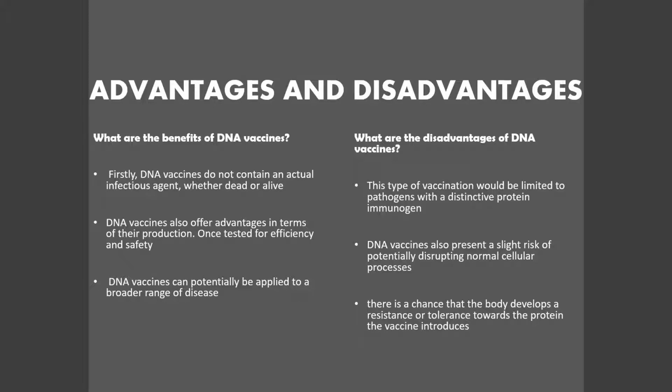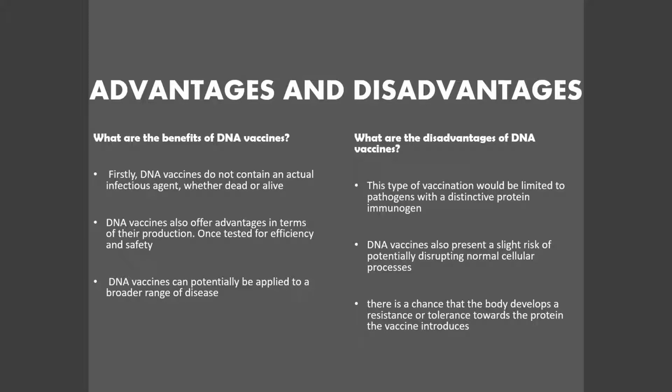At present, there are still some obstacles limiting the potential use of DNA vaccines. This includes the fact that this type of vaccination would be limited to pathogens with distinct protein immunogens. Some pathogens possess non-protein immunogens, bacteria with sugar coats for example. DNA vaccines also present a slight risk of potentially disrupting normal cellular processes. This has yet to be shown as a major concern. However, there is a chance that the introduction of foreign DNA into the body could affect cells' normal protein expression pathways.